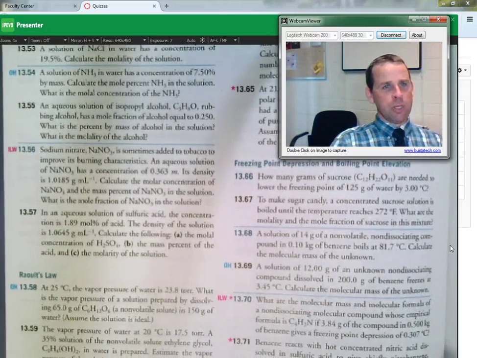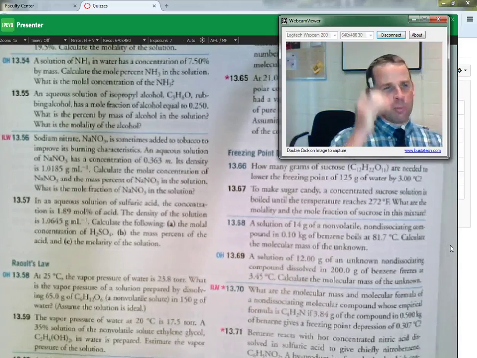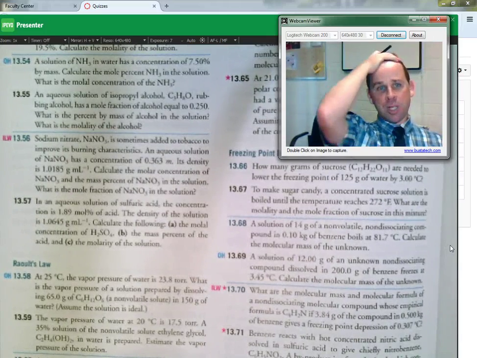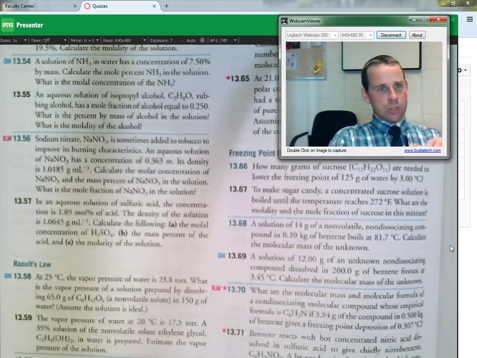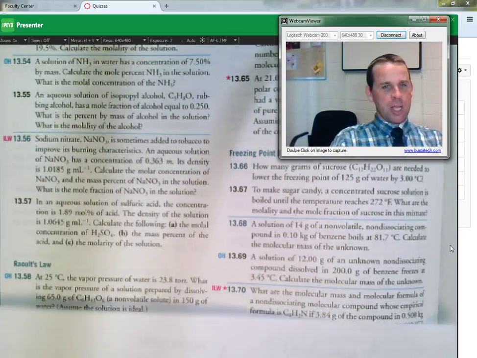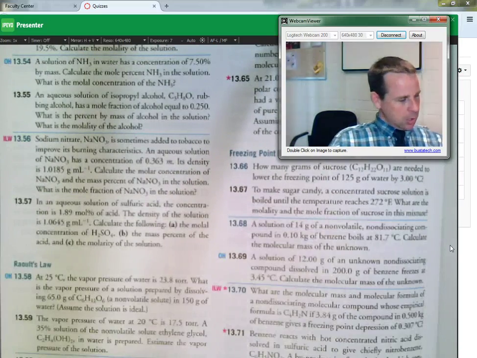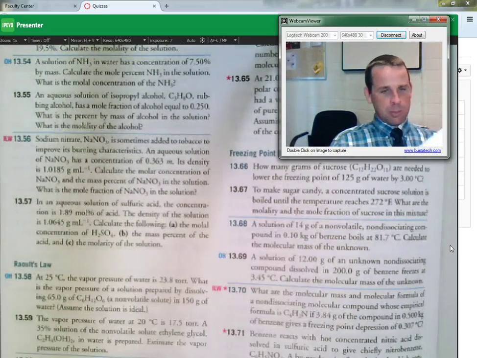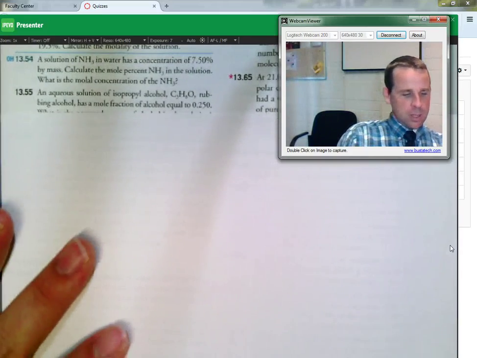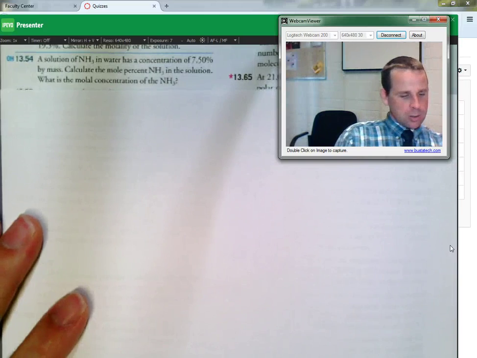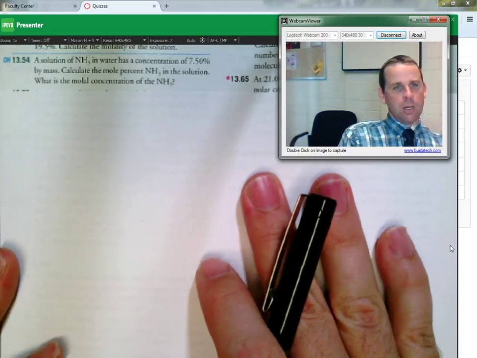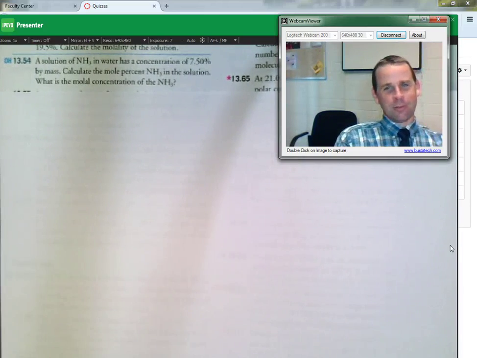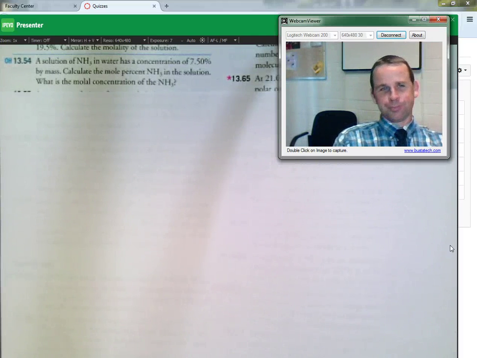A solution of ammonia in water has a concentration of 7.5% by mass. Calculate the mole percentage of ammonia in the solution. Mole percent. Well, I don't know if you can tell what mole percent means simply by listening, knowing its name, but mole percent means moles of solute over moles total. All right, calculate the mole percent of ammonia in the solution. And then we have to determine what the molar concentration of the ammonia is.